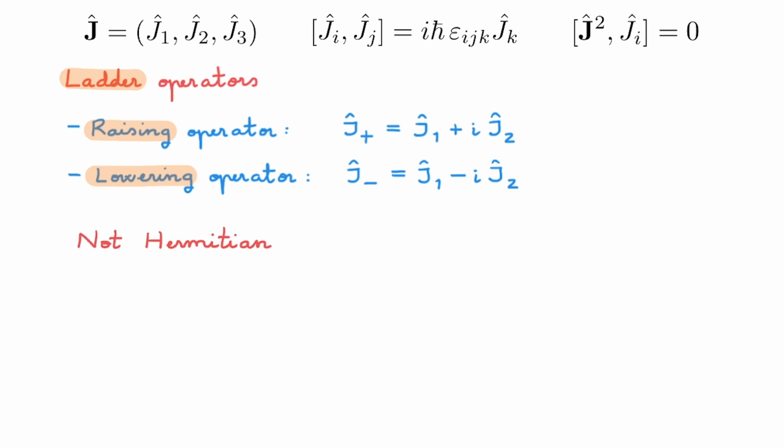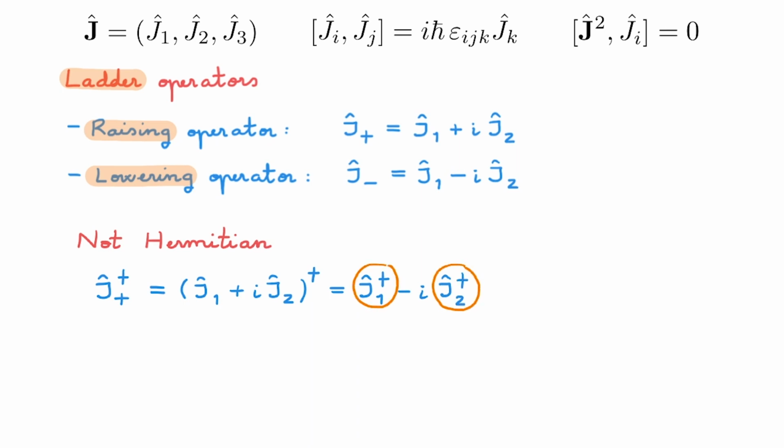To see this, consider J+ dagger. It equals (J1 + iJ2) dagger, and we can expand this bracket, and then using the fact that J1 and J2 are Hermitian, we get this. This is the definition of J-.